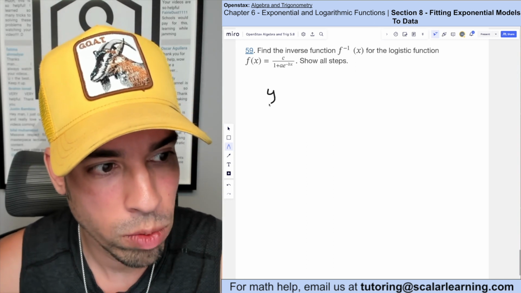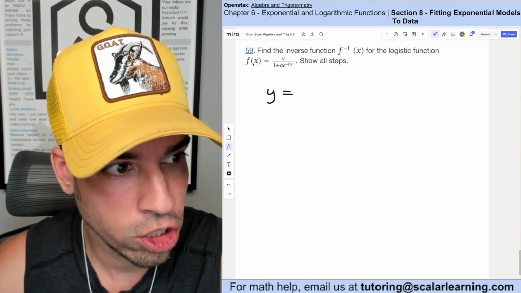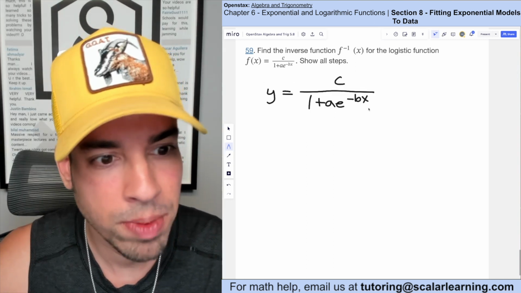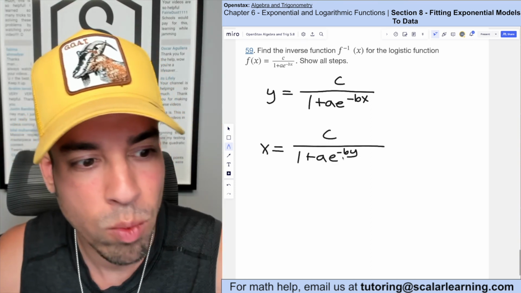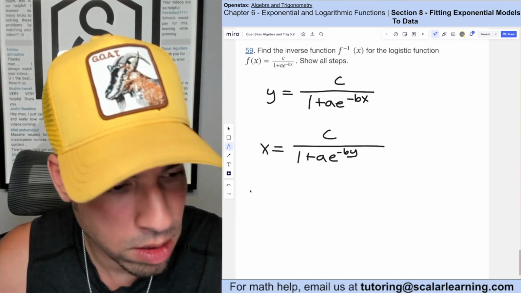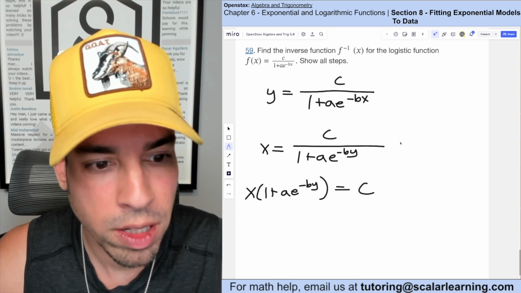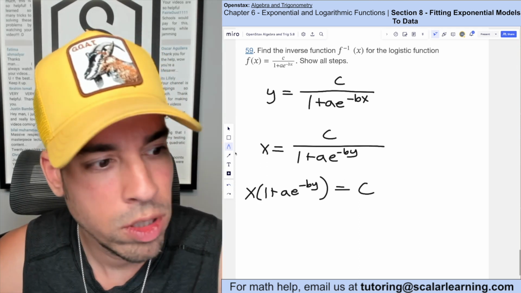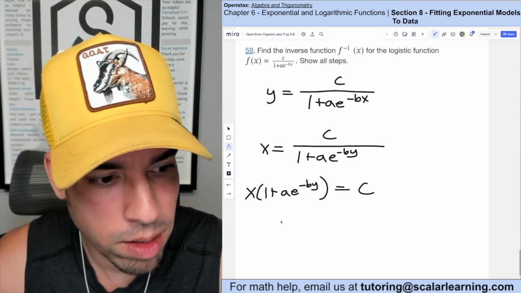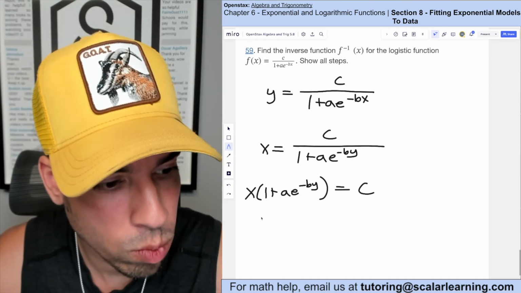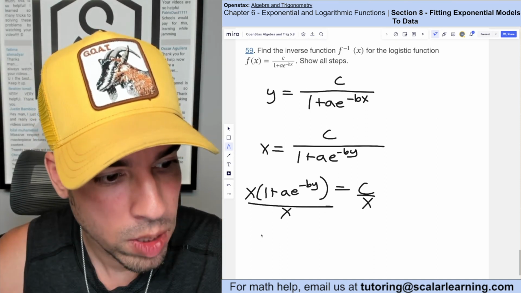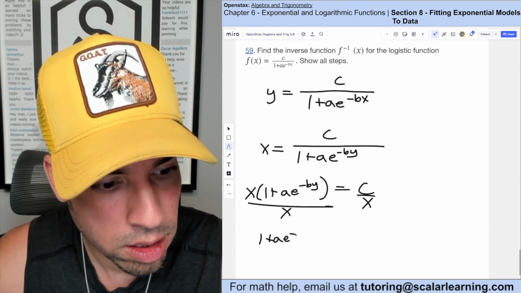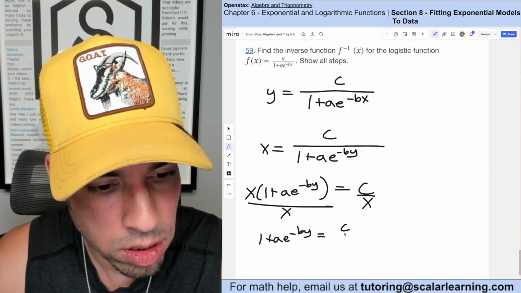So we're going to start with our typical process. We're going to change the f of x to y. Then I'm going to swap the x and the y. And then we're going to isolate y. So first I'm going to multiply both sides by this denominator. So of course, when we multiply the right side, it just cancels out. And the left side, it multiplies by the x. And now we could distribute, or we can just simply divide both sides by x because we're trying to isolate that y. So let's just divide by x. And then we get 1 plus a e to the negative b y equals c over x.